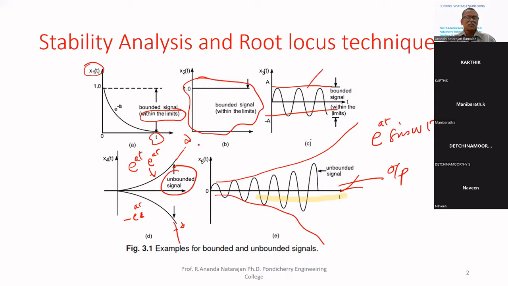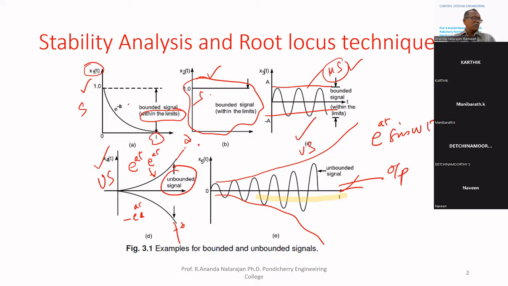This is marginally stable because it neither settles nor increases. This is a stable system. This is an unstable system. If the system's output is like this, we can say this is stable system output. This is marginally stable output. This is unstable output. This is also unstable output.